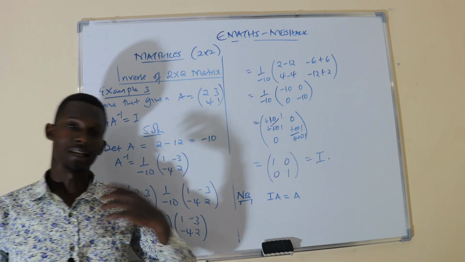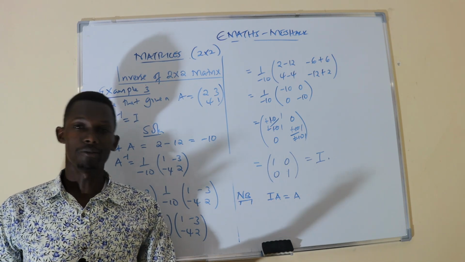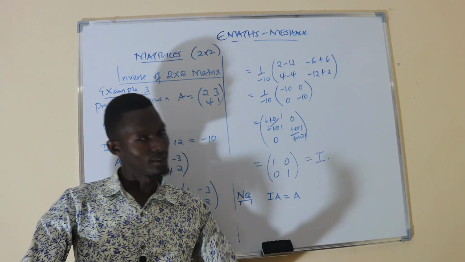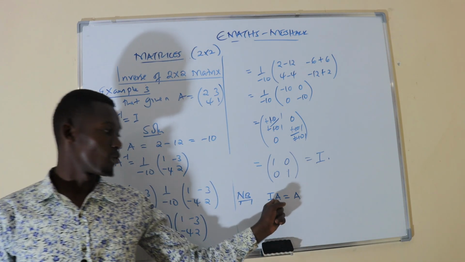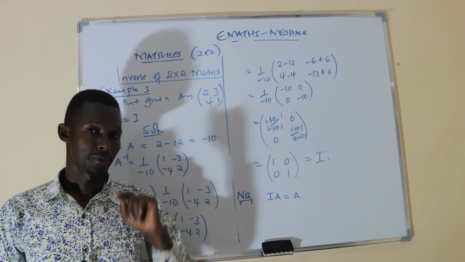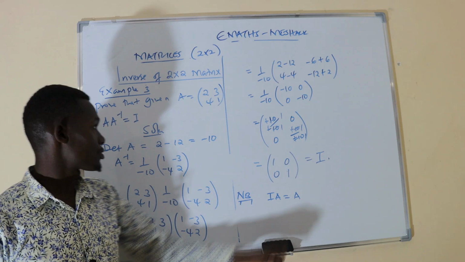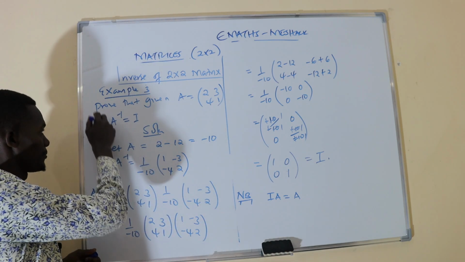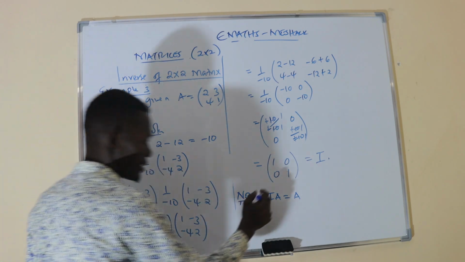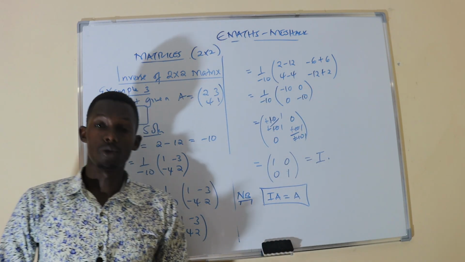And 1 times anything is the same thing. So if I take something and multiply it with 1, I'll get the same thing. Therefore, if I take 1 and multiply with a matrix A, then I'll definitely get the same matrix. So this relationship here is very crucial, because it is going to help us solve simultaneous equations.